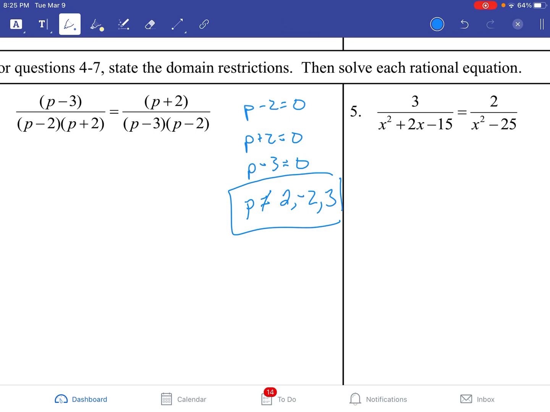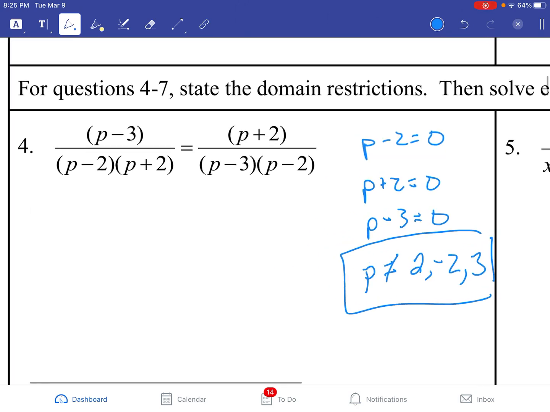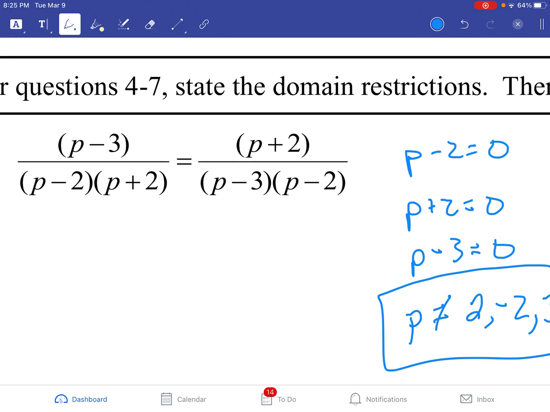Again, those are the values that would cause the denominators of our fractions to be 0, and thus the whole fraction would be undefined, which we can't have. Okay, now we're going to solve these. So the first step is finding out what's missing. The first fraction has denominators of p minus 2 and p plus 3. It is missing a p minus 3. The second fraction has the denominators of p minus 3 and p minus 2. It is missing p plus 2. So now that we've multiplied by what's missing, we can get rid of our denominator entirely.